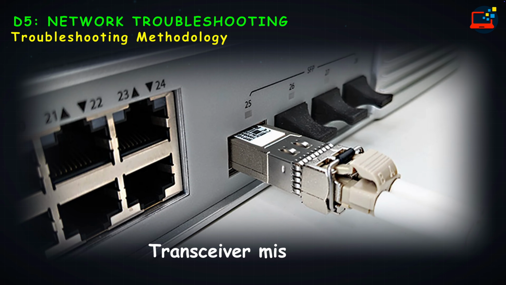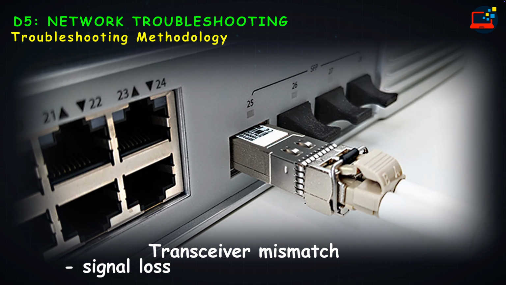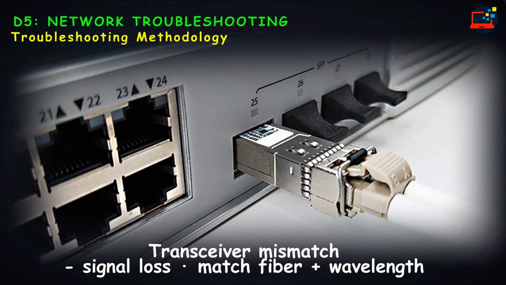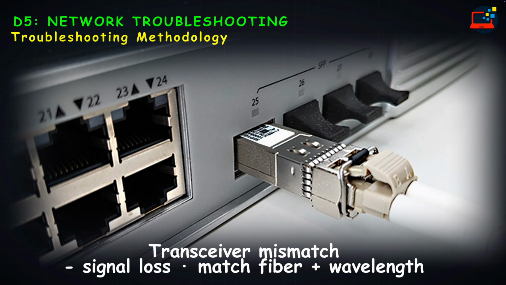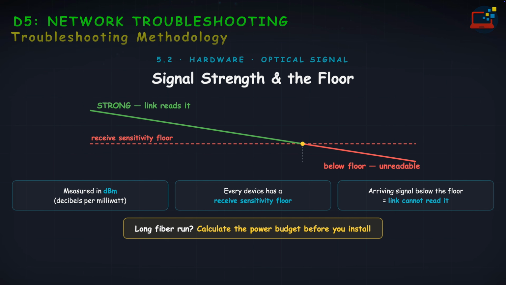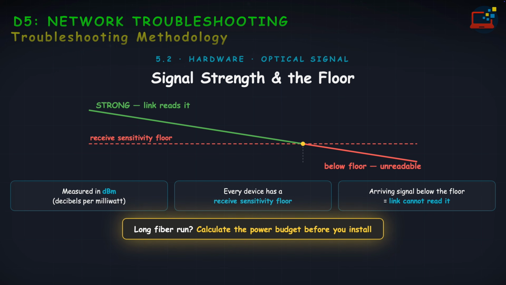Next is transceiver mismatch. A transceiver is the modular optic you plug into a switch, and it has to match the fiber and the wavelength on both ends, marked in tiny numbers on the side. Grab the wrong one and you get signal loss, like screwing the wrong bulb into the socket. And finally, signal strength, measured in decibels per milliwatt, where every device has a receive sensitivity floor. If the light or signal arriving at the far end is weaker than that floor, the link can't read it, which is why you calculate a power budget for long fiber runs before you ever install them.